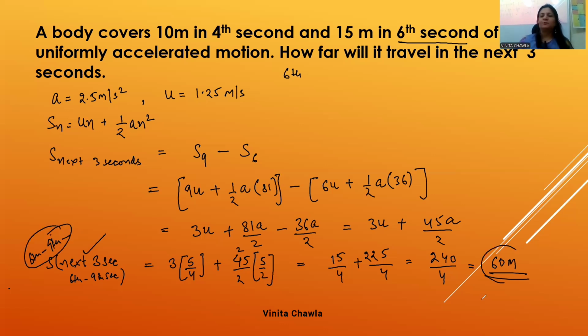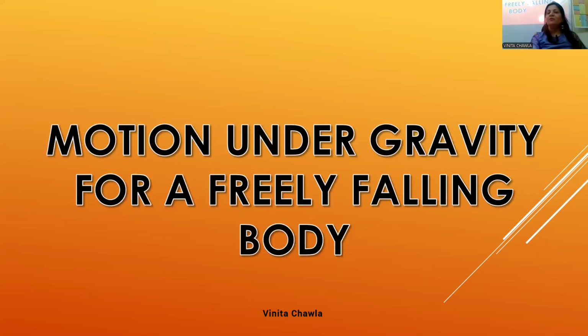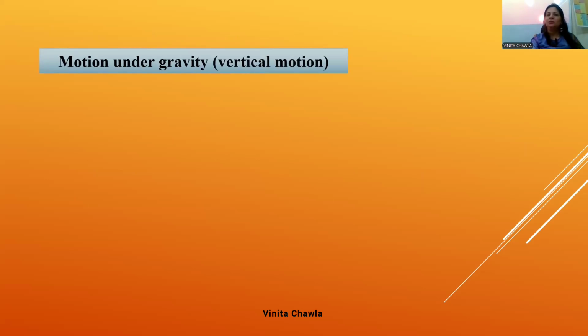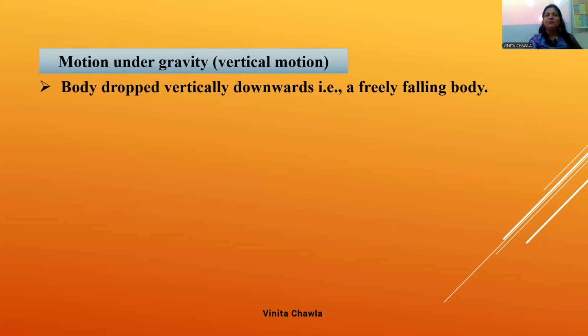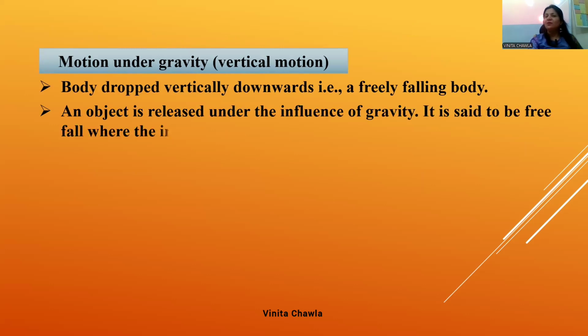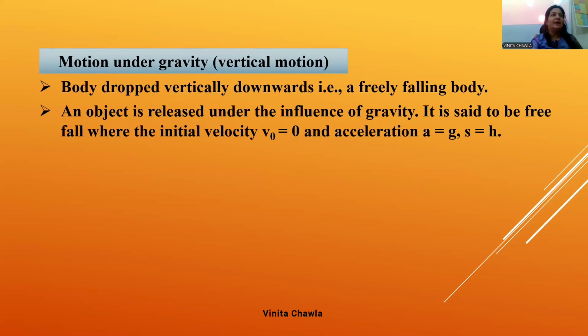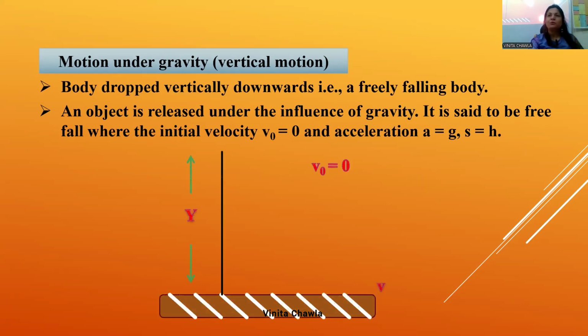60 meter. Next, motion under gravity for a freely falling body. See, if we have vertical motion and the body is dropped vertically downward, then it falls freely due to the gravitational force of Earth. So an object released under the influence of gravity is said to be in free fall, where the initial velocity is 0, acceleration is g, and distance is the height from which it was thrown.